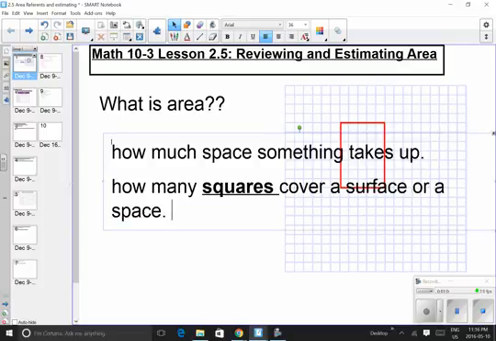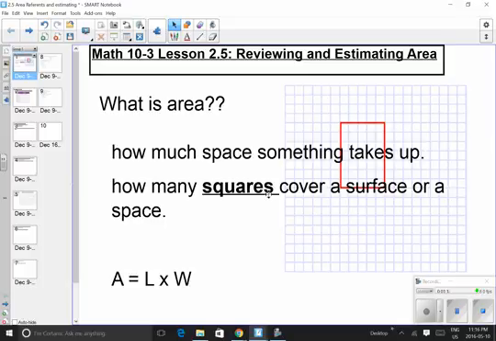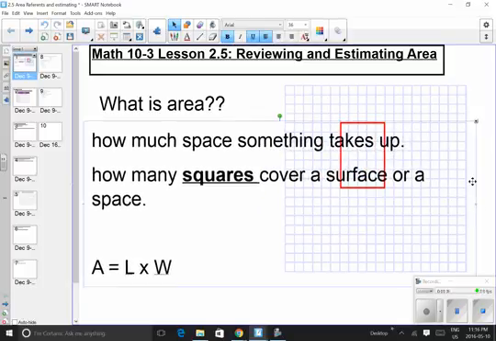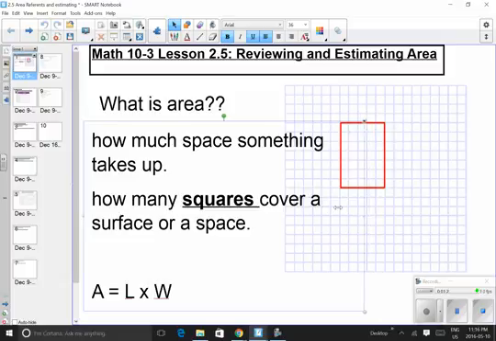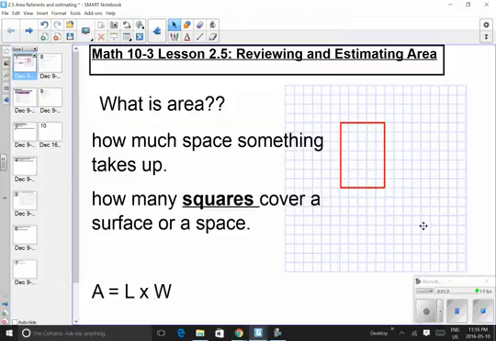Alright? And when we're talking about rectangles, area equals length times width. Alright, and that should all be pretty well reviewed. So I'm just going to move this so it doesn't cover up my rectangle there. So, if we're looking at my rectangle over here, I want to know what the area of this thing is.